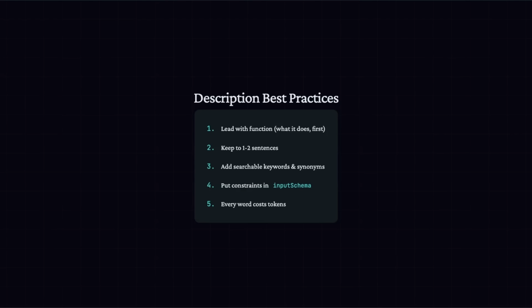And this is something that you really need to care about. And 5, that every word costs tokens. So be ruthless in optimizing the tool description.